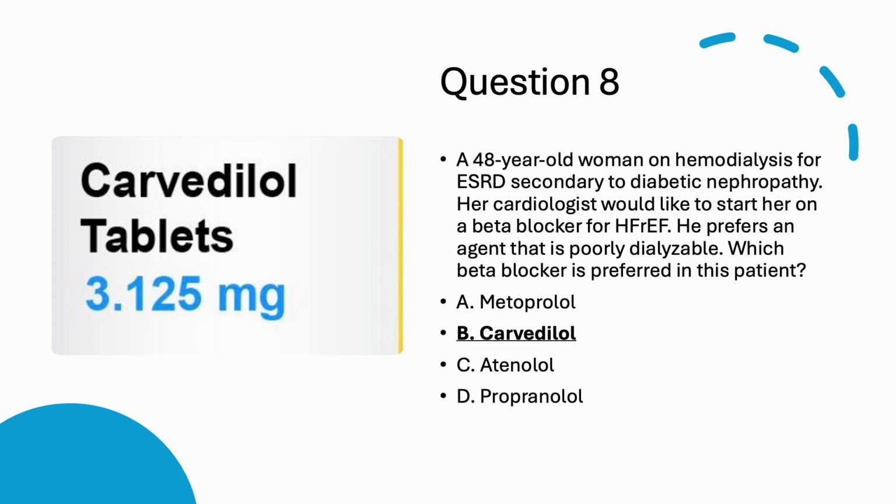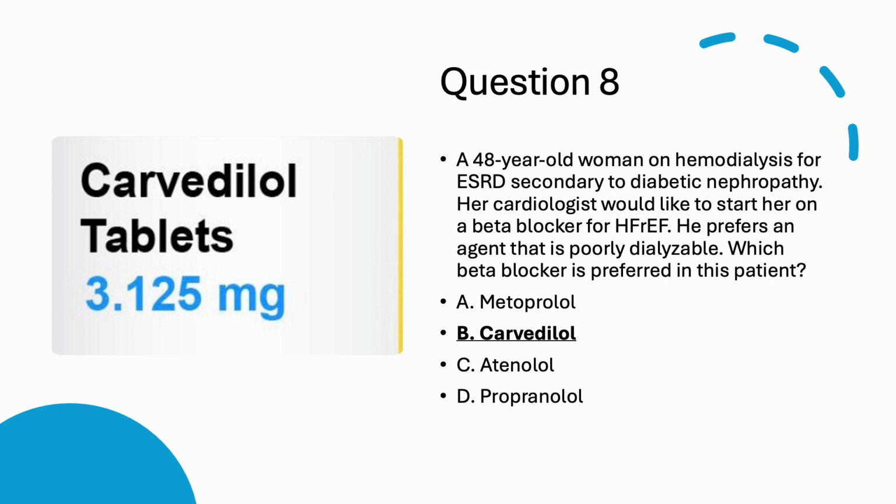Why is that? Now, of all these options for heart failure with reduced ejection fraction, you can use metoprolol or carvedilol. Atenolol is highly dialyzable, and it's not indicated for that, so it's wrong for 2 reasons. Propranolol, option D, is not correct. Although propranolol is poorly dialyzable, it hasn't been studied in heart failure, so that's not a good answer. Metoprolol is good for heart failure with reduced ejection fraction, but it is highly dialyzable, so you cannot use it. So you're left with carvedilol.